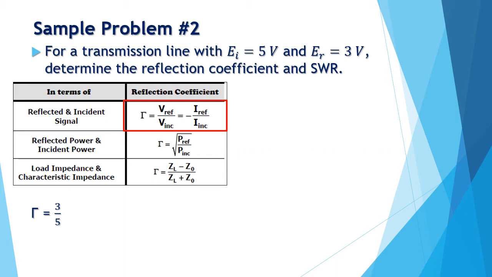So let's solve for that. 3 divided by 5, we have our reflection coefficient equal to 0.6. Notice that the reflection coefficient is a unitless quantity, since both voltages from the numerator and the denominator would cancel out.